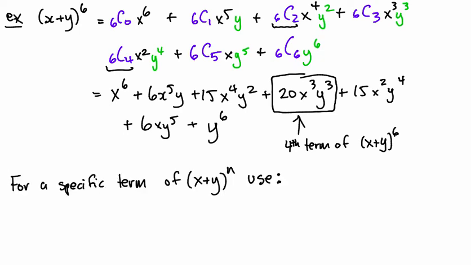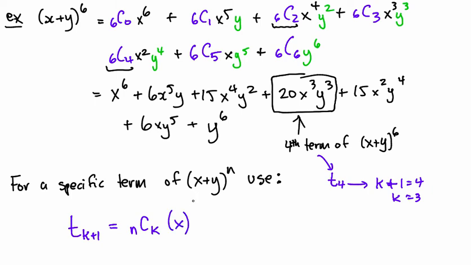And it looks like this. And this is a really useful formula. It's that term, and we'll call it k plus 1. So in this case, if I want term 4, then k plus 1 is 4, so k is 3. And that's the trickiest part with this. So the fourth term, where k is actually 3, is equal to n choose k times whatever the x variable is to the n minus k times y to the k.